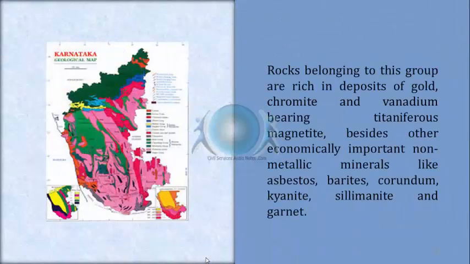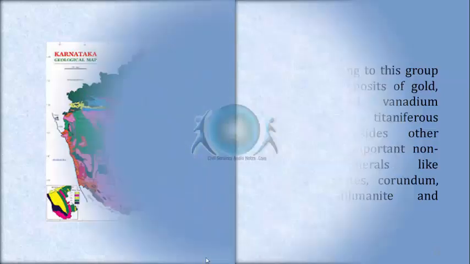Rocks belonging to this group are rich in deposits of gold, chromite, and vanadium bearing titaniferous magnetite, besides other economically important non-metallic minerals like asbestos, barytes, corundum, kyanite, sillimanite, and garnet.